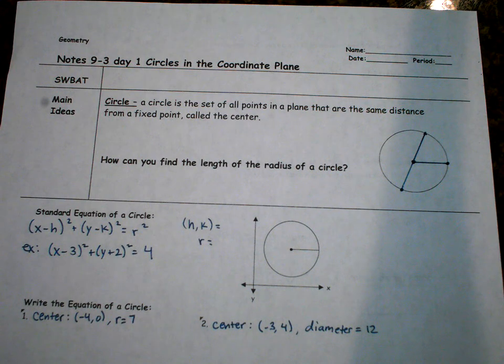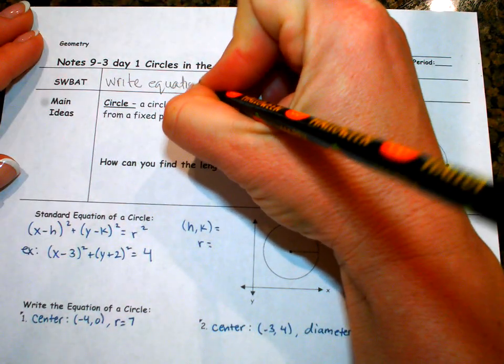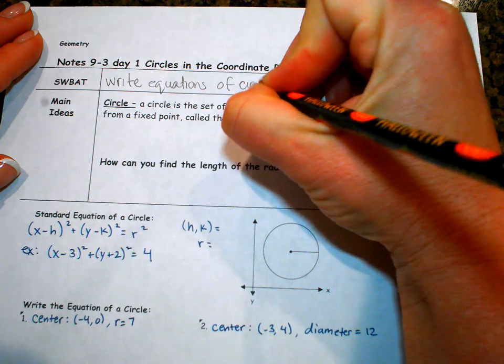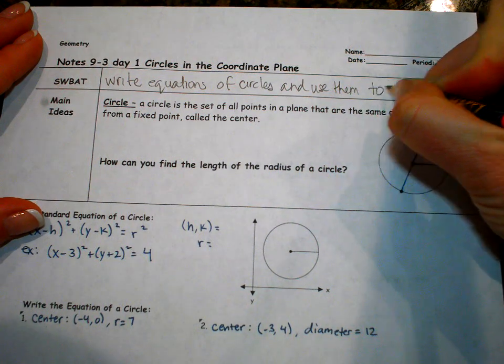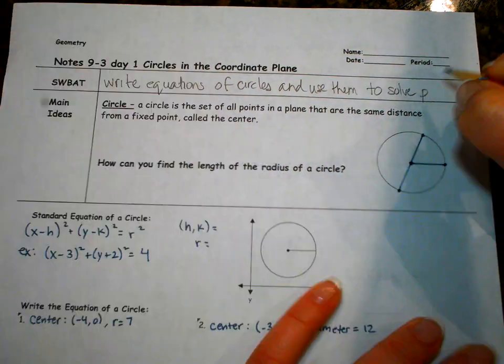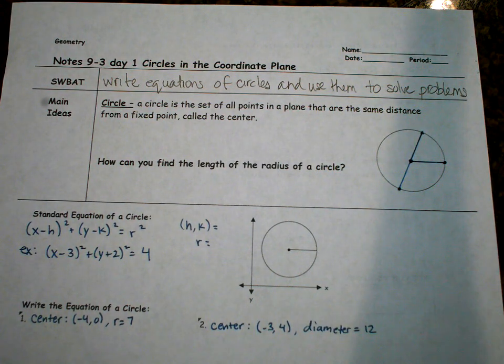So let's start. All right, we've got a circle. It's on a coordinate plane. So we are going to write equations of circles and use them to solve problems. Okay? So day one, this is a 2-day lesson. Monday, today, we're just going to learn how to write the equation, and if we're given information about a circle, how to know what the equation would look like based on the information we're given.